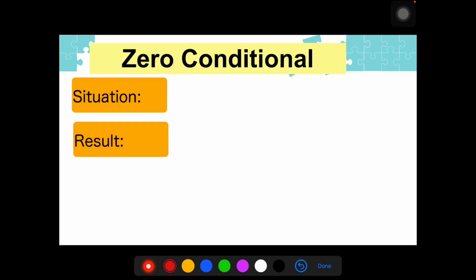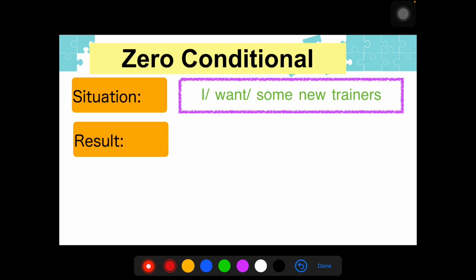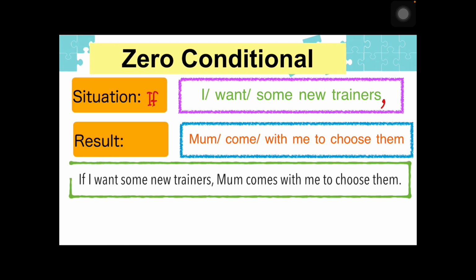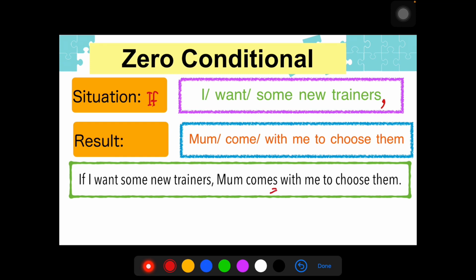Alright, next one. Let's see this one. Situation: I want some new trainers. Result: Mom comes with me to choose them. Remember, situation we begin with if, and if we begin with if, we need a comma. So this one would be: if I want some new trainers, Mom comes with me to choose them. We add the s in this one because Mom is a singular subject.